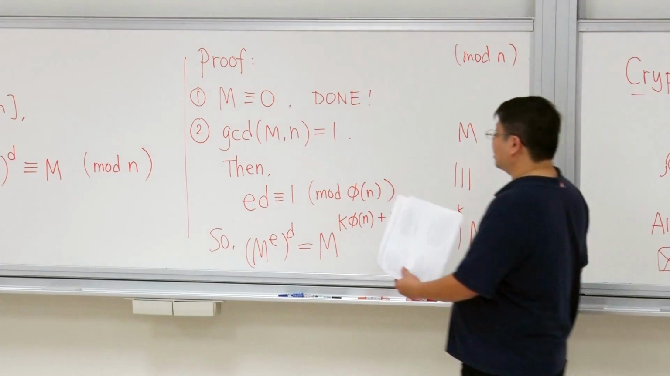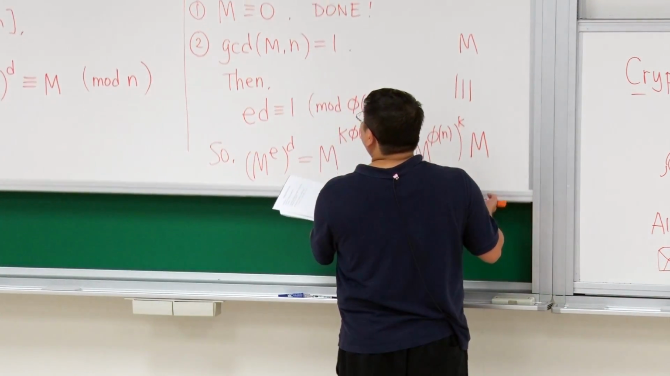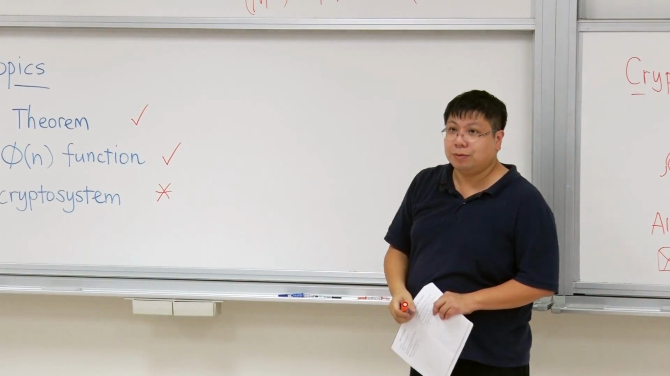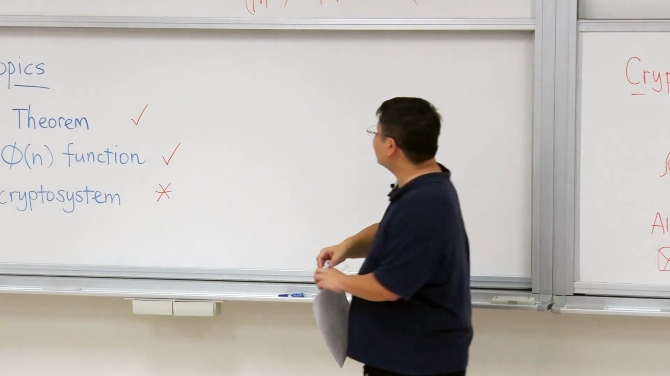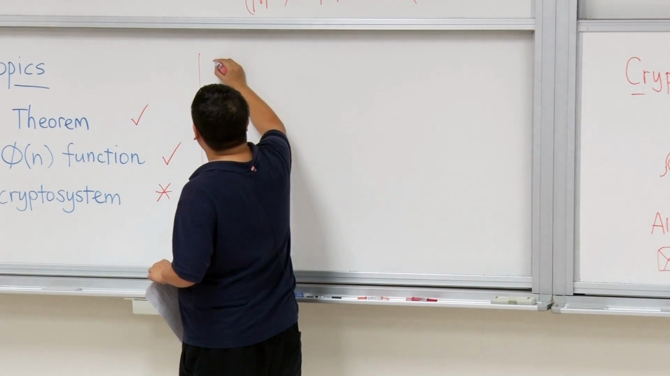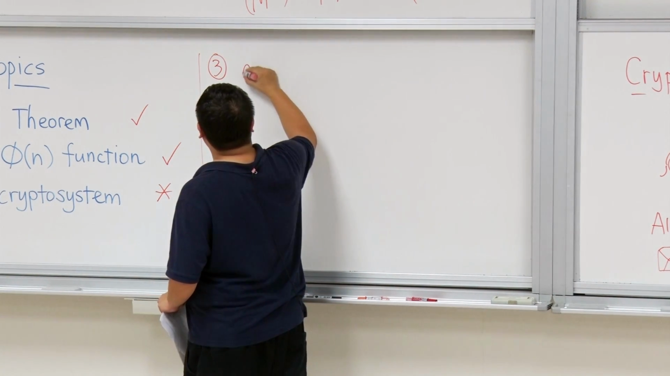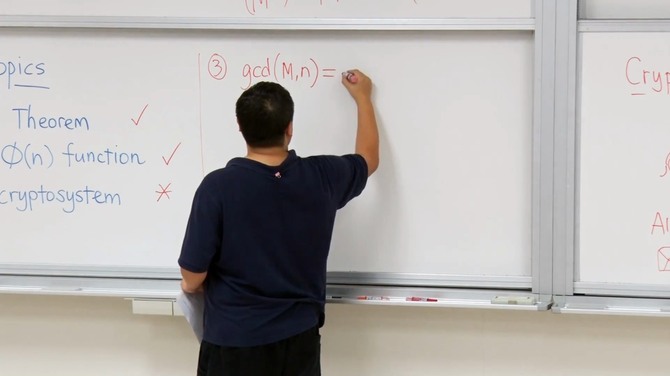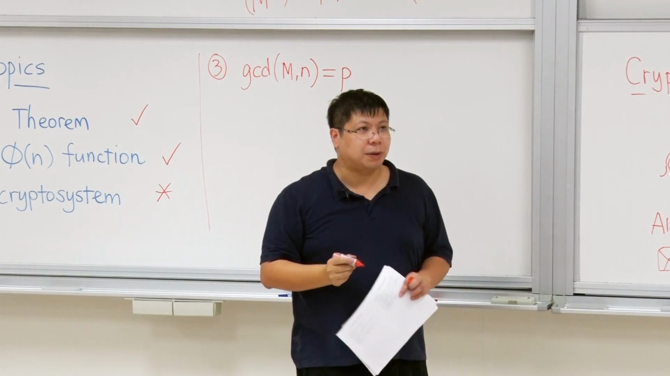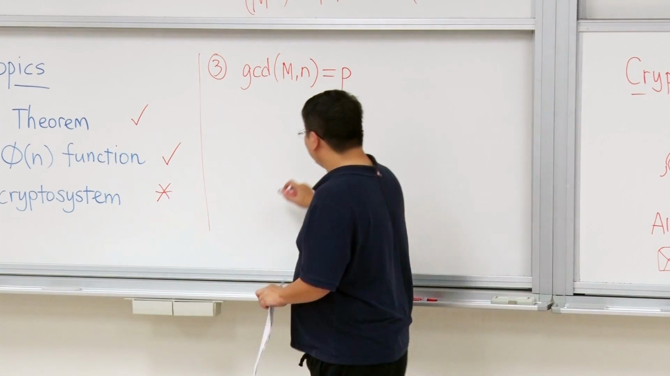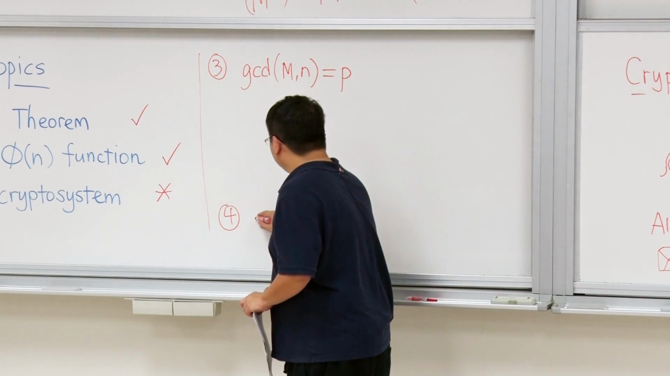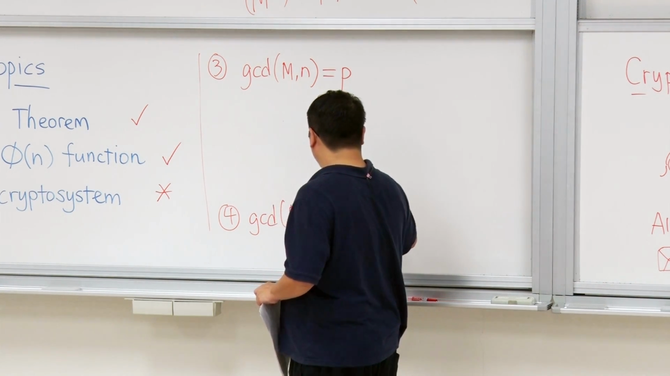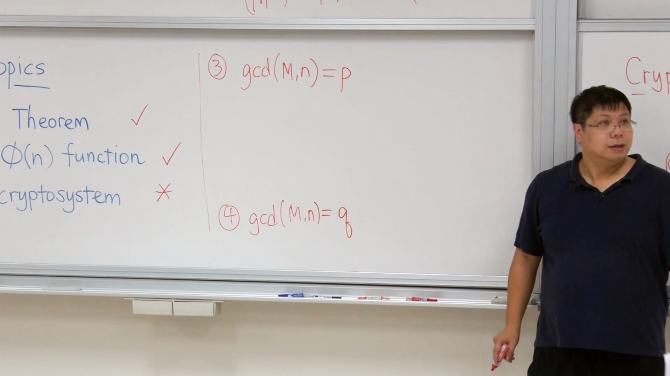So the last case is what? The last case is the GCD of M and N is not 1, it's not 0. So it is like the third case or the symmetric case. Let's say the GCD of M and N is equal to P, because N has only 2 prime factors. So the GCD is either equal to P or the GCD of M and N is equal to Q. Is that okay? Either P or Q.